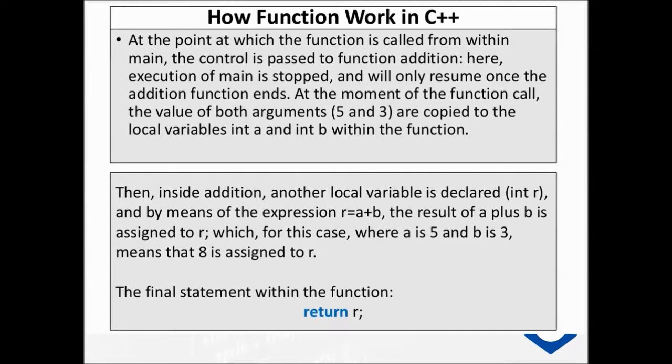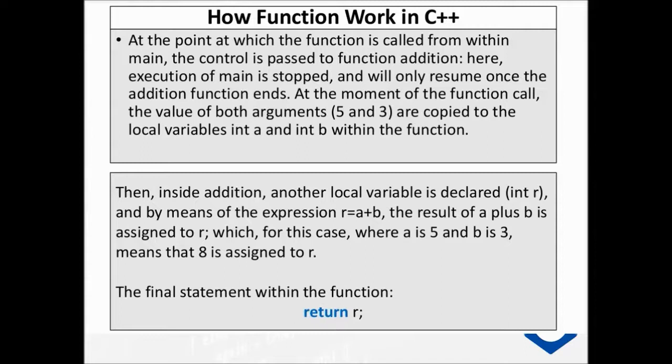This function is called from within the main function. The control is passed to the function addition. Here execution of main is stopped, and will only resume once the addition function ends. At the moment of the function call, the values of both arguments 5 and 3 are copied to the local variables int a and int b within the function.